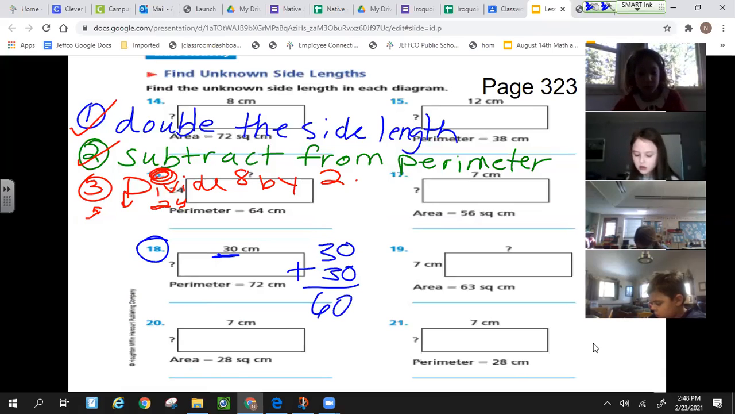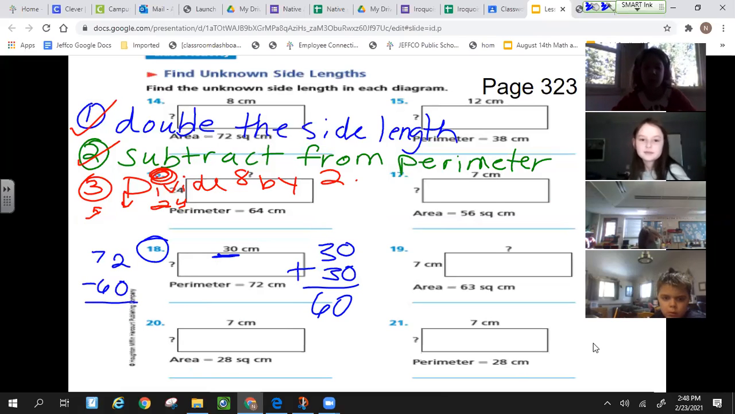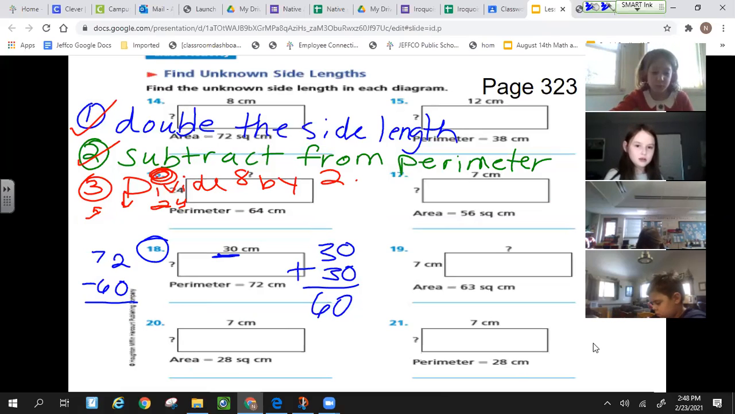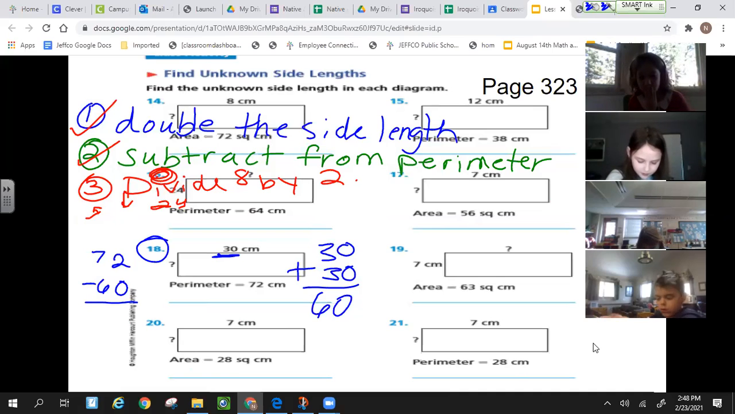All right, second step, what do we do next? Subtract 60 and 72. Subtract 60 from 72. Nice and easy. Let me see you do it. Put that away. You don't need it. Pencils are moving. You are subtracting 60 from 72. Look at those pencils moving. What is 60 from 72? What's the difference?